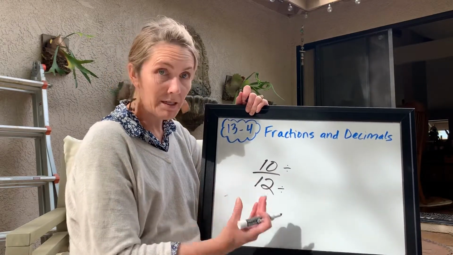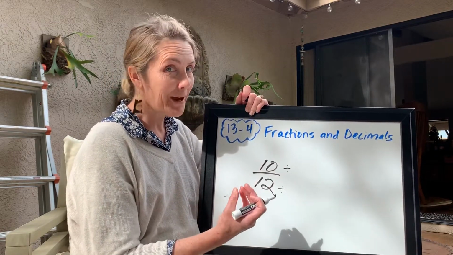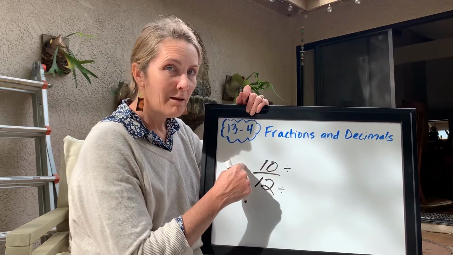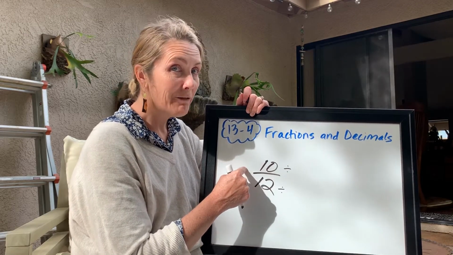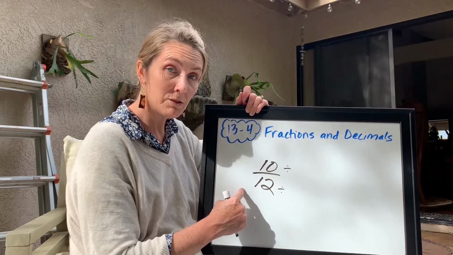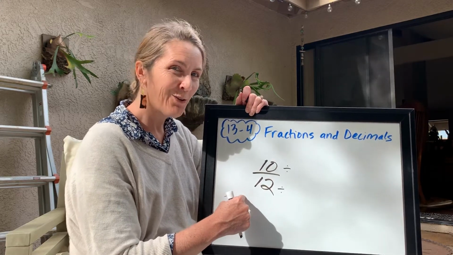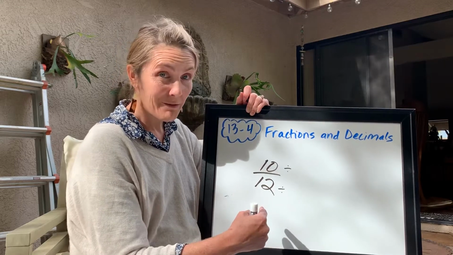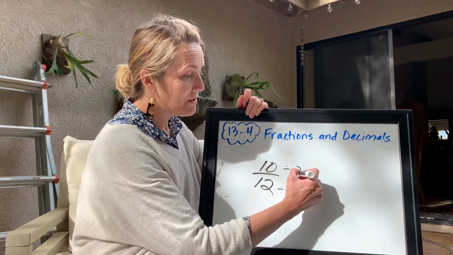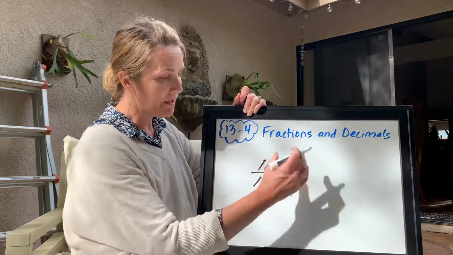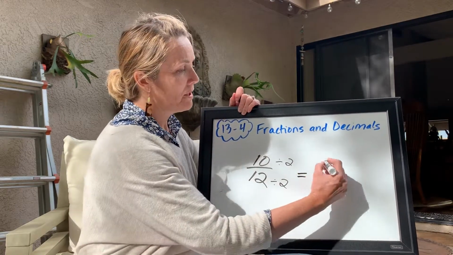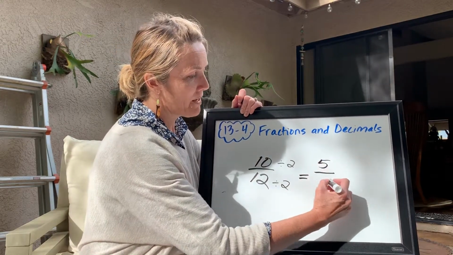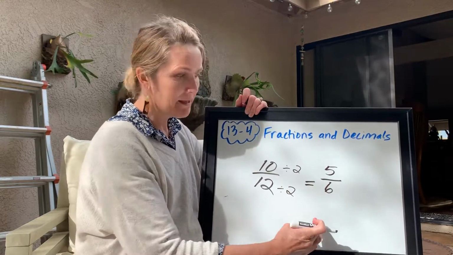So let's go through all the factors of 10. 1, 2, 5, and 10. Okay, let's go through the factors of 12. 1, 2, 3, 4, 6, 12. That's a lot. So we heard 2 come out twice. So if we divided both top and bottom by 2, that gives you 5/6. Now we are at simplest form.